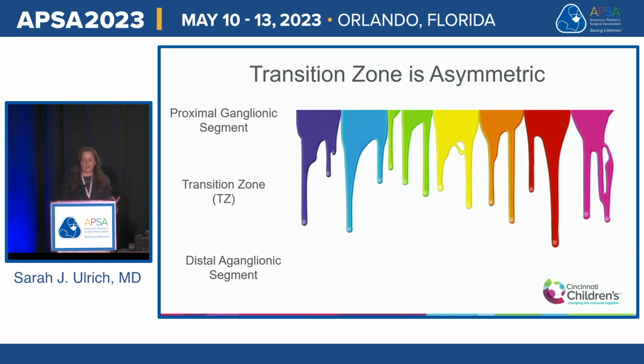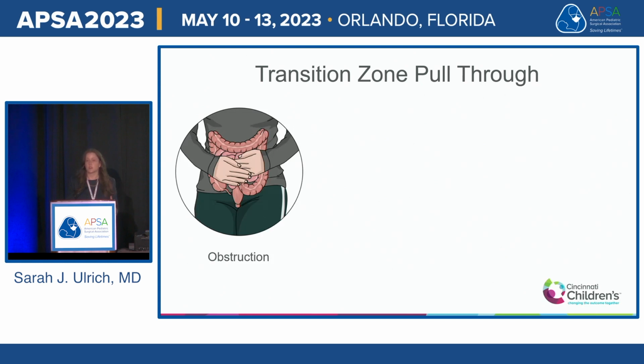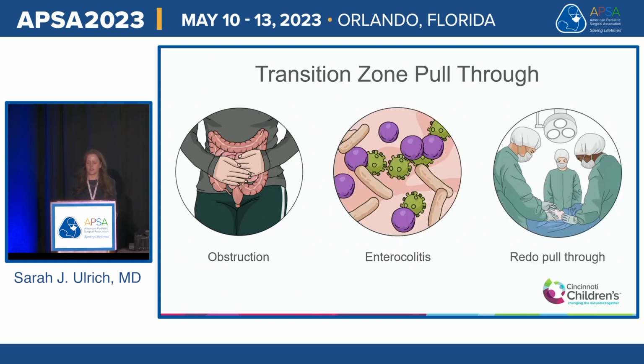When the ganglia migrate, they don't move all together in a straight line. It's more like paint dripping out of a can. This results in a transition zone that's asymmetric and is variable in length. When performing a pull-through for Hirschsprung disease, it's imperative to resect the entire transition zone. Otherwise, patients can suffer from persistent obstructive symptoms, recurrent enterocolitis, and may even require a redo pull-through.